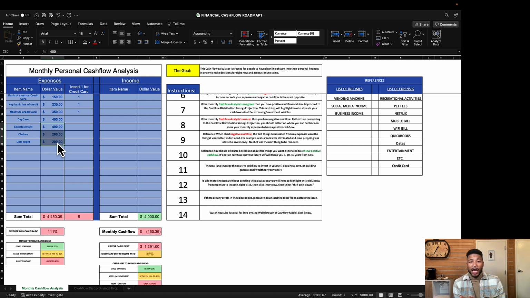Entertainment may be hanging out with you and your homeboys. It may be going out to the movies. It may be drinking. It may be doing all excessive things that you do not currently need right now, because we currently do not have a positive monthly cash flow.